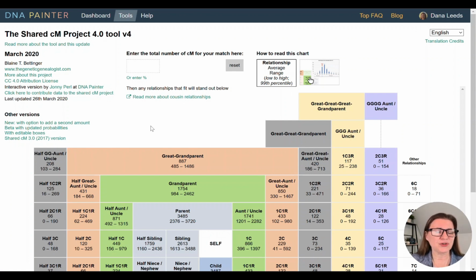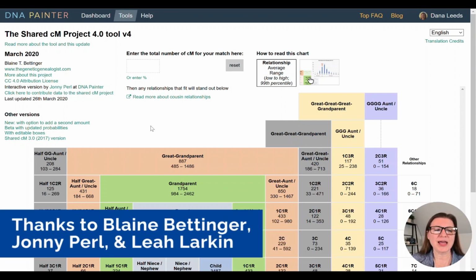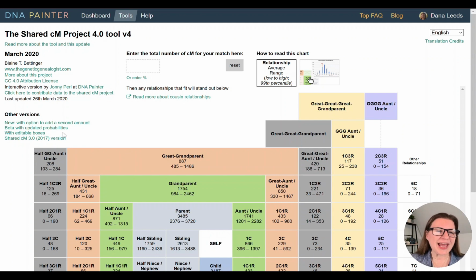DNA Painter is created by Jonny Perl. The Shared Centimorgan Project was created by Blaine Bettinger, and people have donated their results or shared their results with that, and you can still do that today. And then Leah Larkin has done some of the probabilities and the mathematics behind it. Now we're going to actually use the beta tools because that's the updated probabilities and it's the most current.